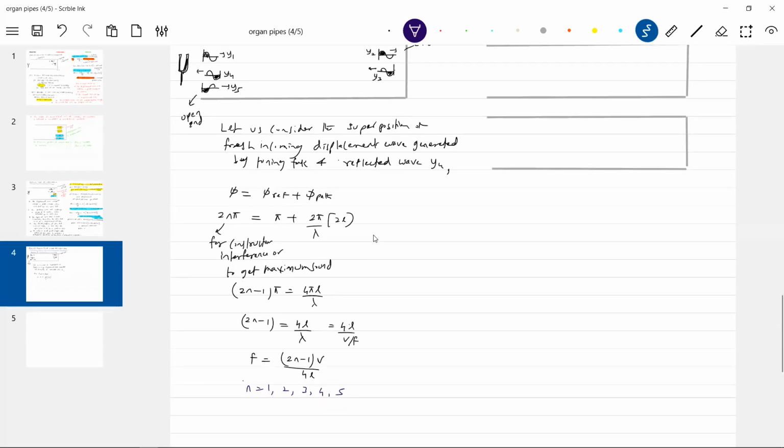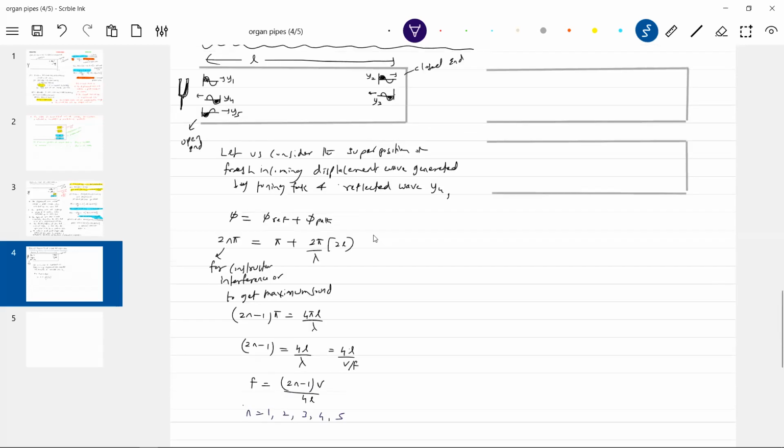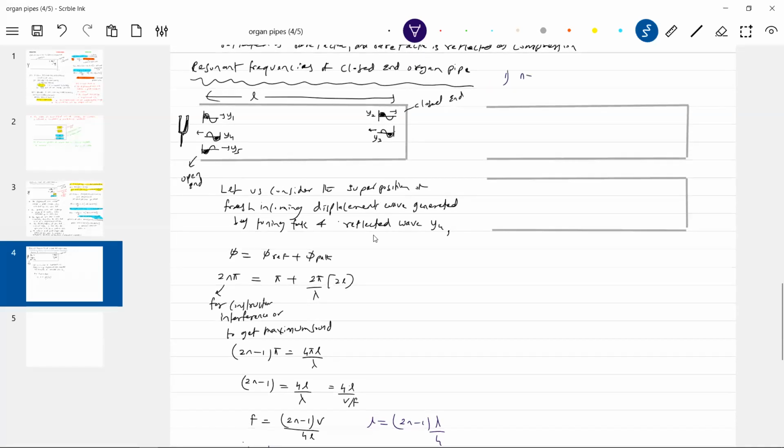Put n equal to 1. So what is the length of the pipe? First we'll put n equal to 1. It will become lambda 1. Let me write this equation: L is equal to 2n minus 1 lambda by 4. Do I agree? Put n equal to 1. What do you get? Lambda 1 by 4, the first one. So n equal to 1 is the fundamental tone or first harmonic.